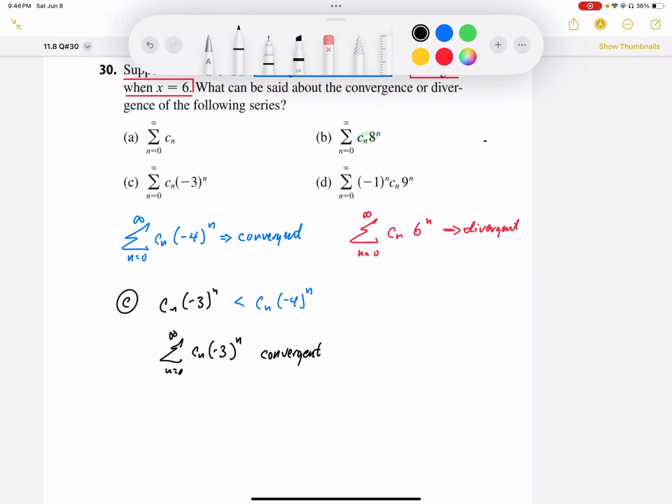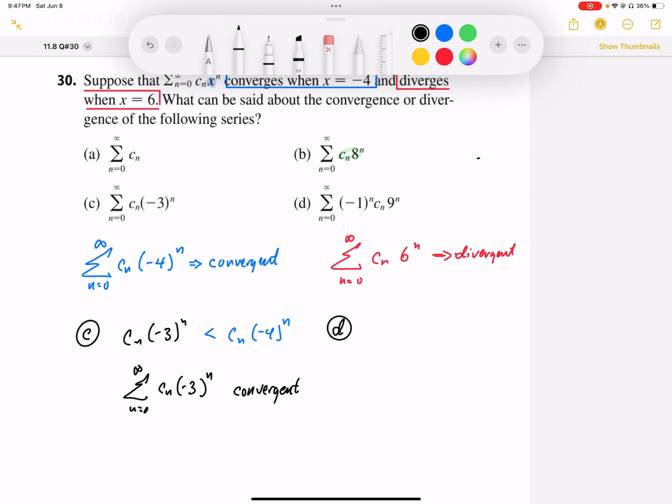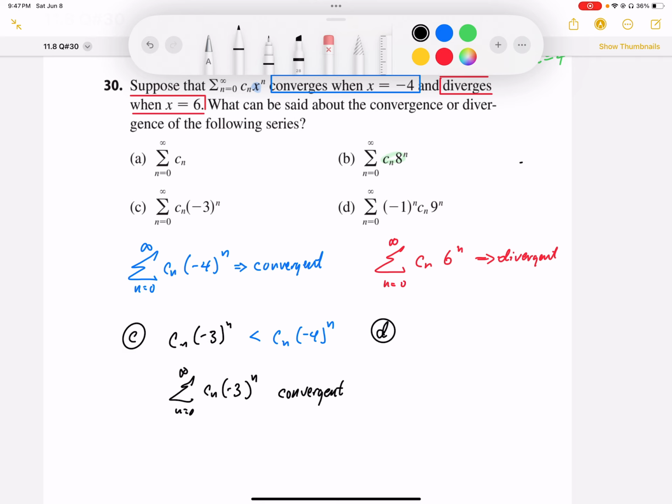For D, looking at D, now D looks divergent, because if you take a look at 8 to the power n and 6 to the power n, those were divergent. So what we can do is we can see what's happening. In this case, we can do a ratio test for these and see what's happening at infinity. So when I put this in, I'm going to do the limit as n approaches infinity. And what's happening with this ratio is going to look like this.